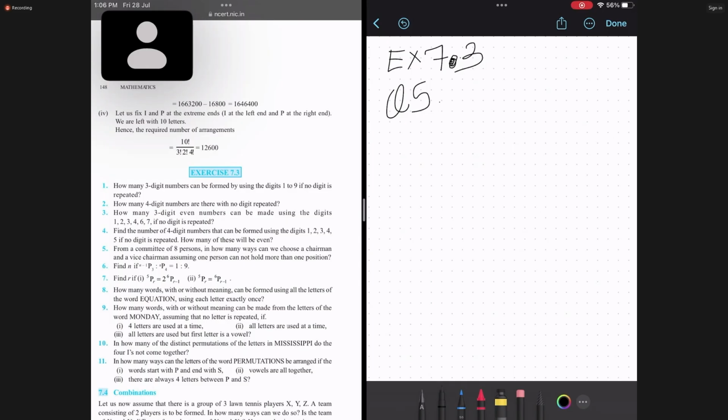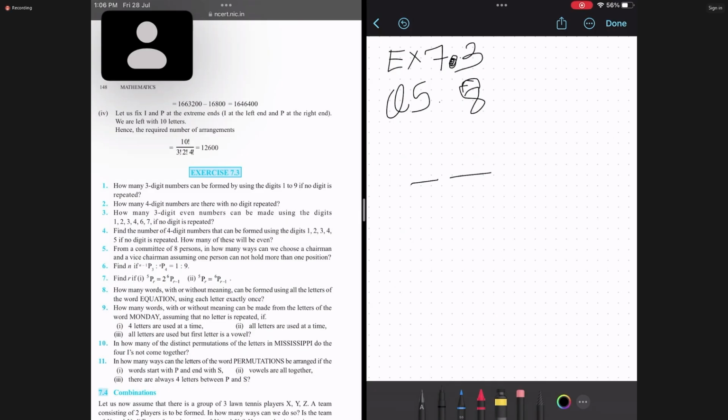Question number 5. From a committee of 8 persons, in how many ways can we choose a chairman and vice chairman, assuming one person cannot hold more than one position? So we have a committee of 8 people, and of these 8 people, we have to choose a chairman and a vice chairman.